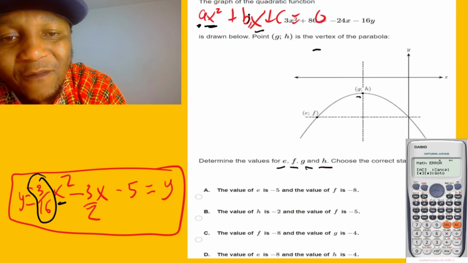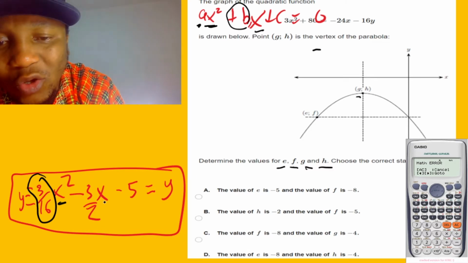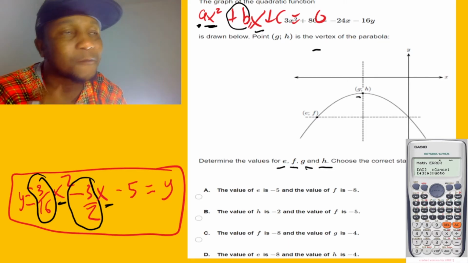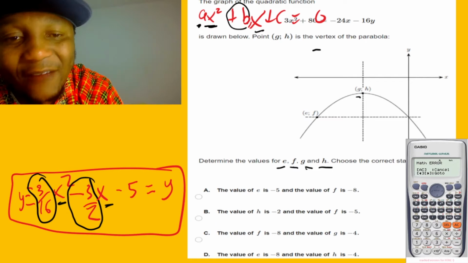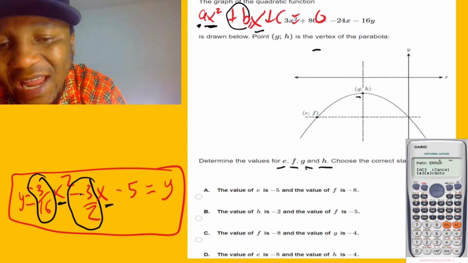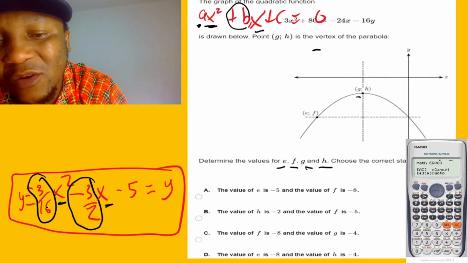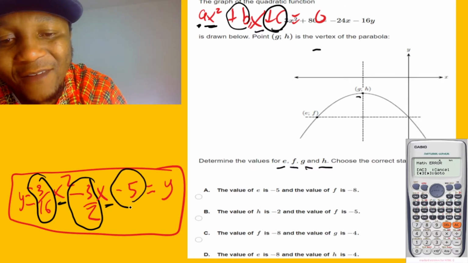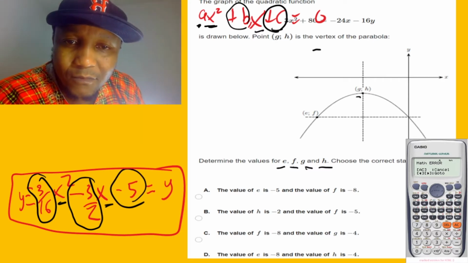The coefficient before x is b. Something before x is -3/2. Make sure you take it with the sign. Do not forget the sign. The sign of any number is on the left. That's why I take -3/2 for b, and -3/16 for a. Now c is the number with no x, which is -5. You see what I'm saying?